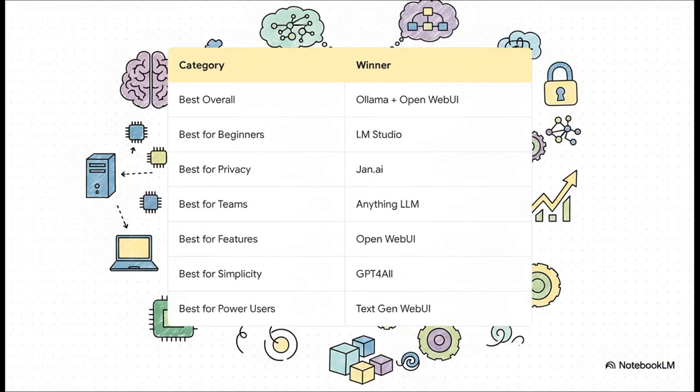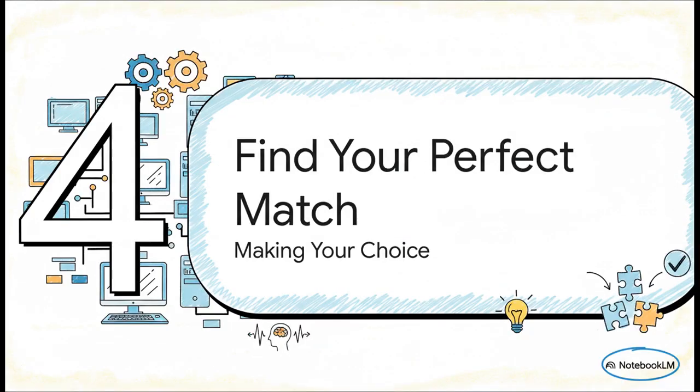As you can see, for the absolute best all-around experience, the Ollama and Open WebUI combination is just unbeatable. Just starting out and want it easy? LM Studio is your winner. Need 100% maximum privacy? Jan.ai is your champion. Working with a team? AnythingLLM is the clear choice, no question. And for just raw power and customization, it's a toss-up between Open WebUI and TextGen WebUI, depending on how deep you want to dive.